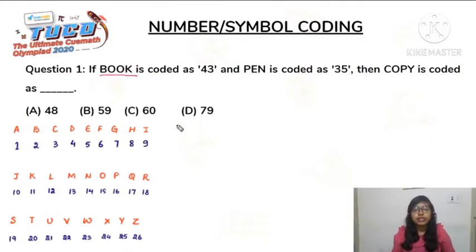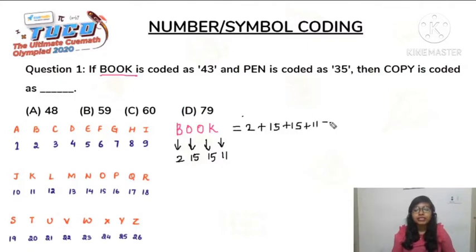So book, if you see the letters, the respective numberings of the word book: for B we have a 2, for O we have 15, and for O again 15, and for K what do we have? For K we have an 11, okay? So if you add all these, 15 plus 15 is 30, and then 41, and then 43. So when you add 2 plus 15 plus 15 plus 11, it gives you 43. One pattern we have noticed is it's the addition of their respective numberings.